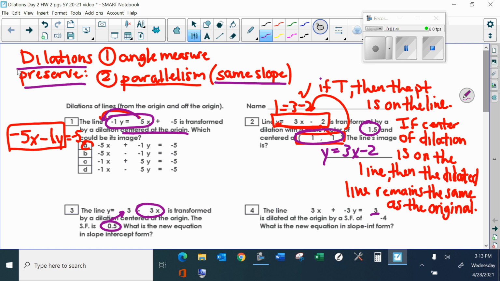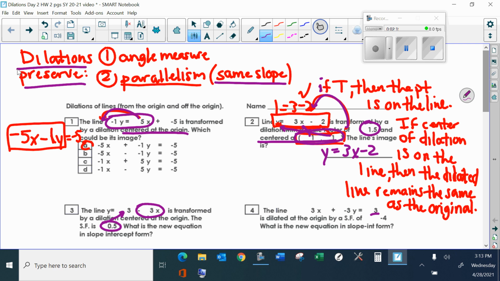All right, number two. First thing we want to do, when it's not centered at the origin, as this is not, it's centered at 1, 1, is check to see if that point is on the line by plugging the 1 in for the x and this 1 in for the y. If it's true, then the point is on the line. And if the center of dilation, which is the 1, 1, is on the line, then the dilated line remains the same as the original.